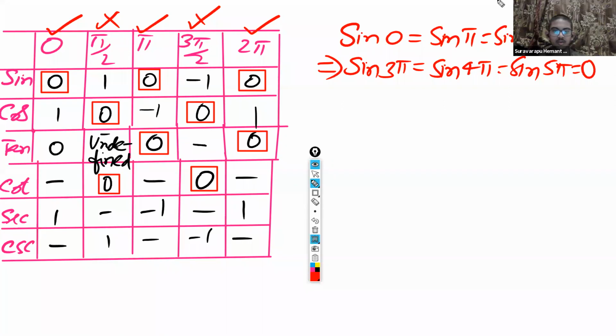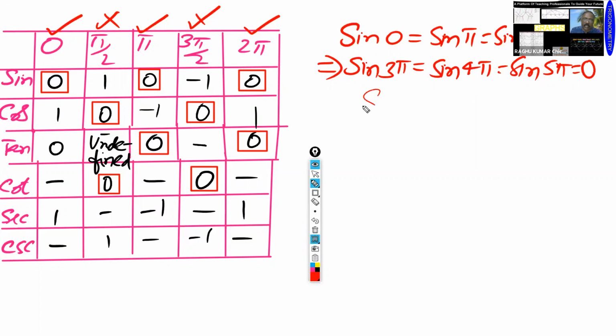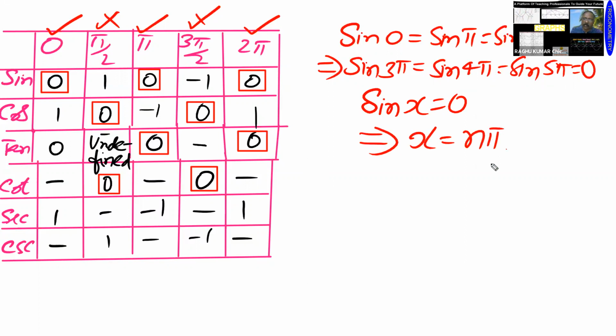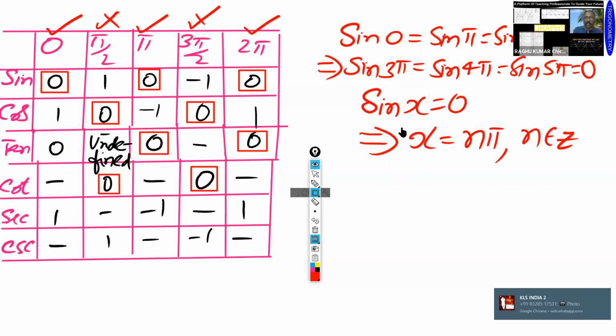Any integral multiple of pi, sine becomes 0, and hence you can say that sine x is equal to 0 means you can write x is equal to n pi, where n belongs to Z. What is this Z here? Any integer. For any integral multiple of pi, sine x becomes 0. This is the conclusion. Of course, further you have trigonometric equations and all. There we will have more and more detailing.